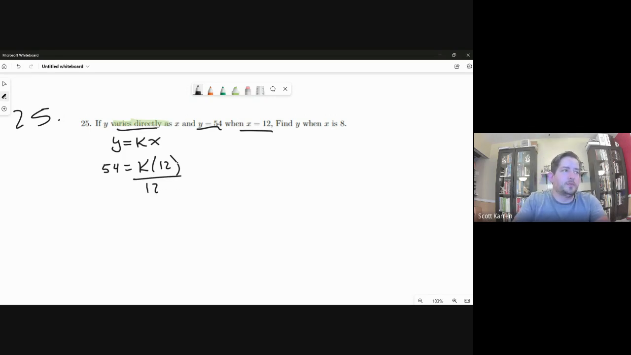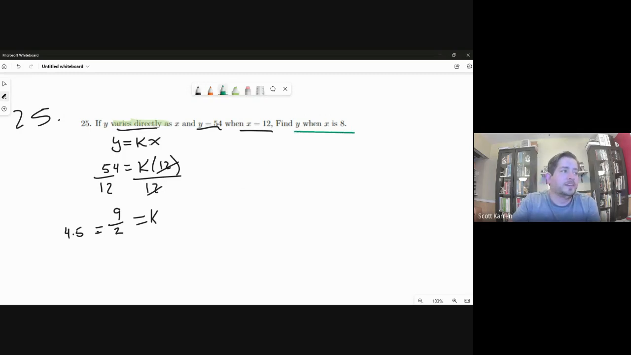If I divide both sides by 12, that isolates k on the right-hand side. On the left-hand side, 54 divided by 12, you can either write down the decimal, you'll have a calculator for your final. You can either take 54 divided by 12, or you can simplify it down to a fraction. This simplifies down to 9/2, right? Or you can call this 4.5 if you like. It does not matter.